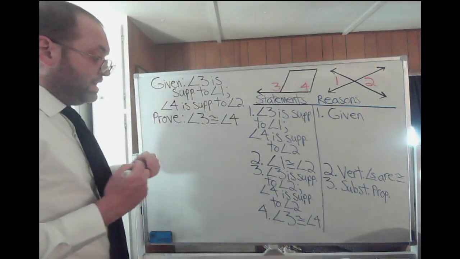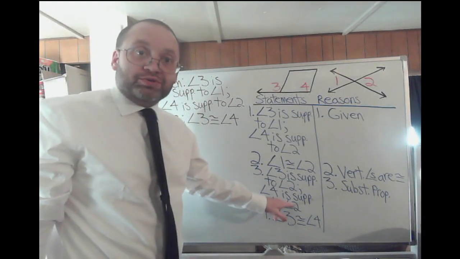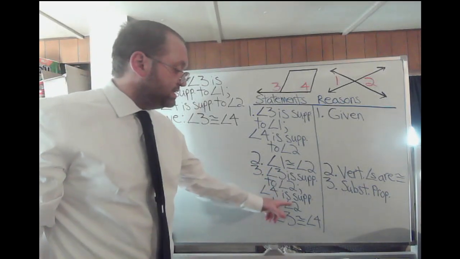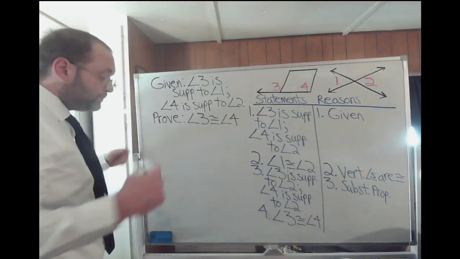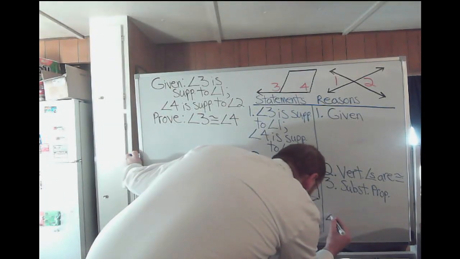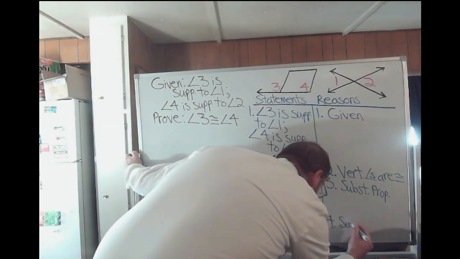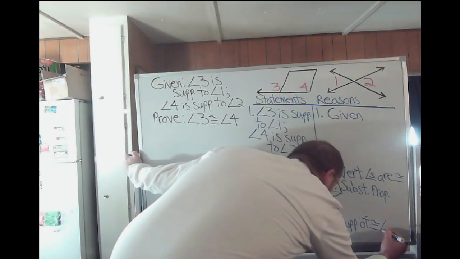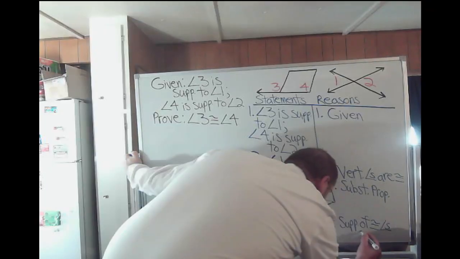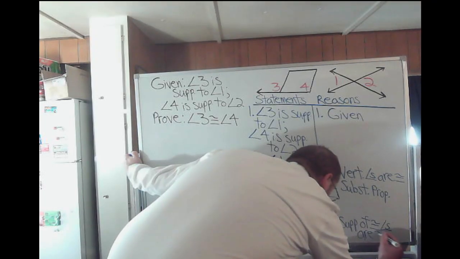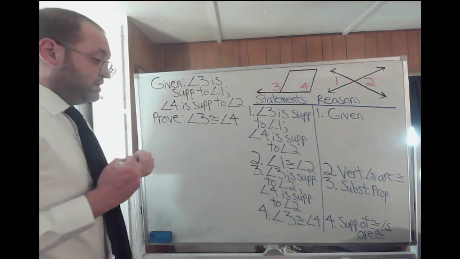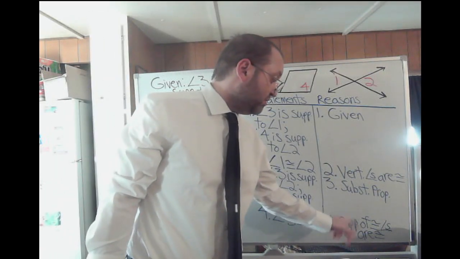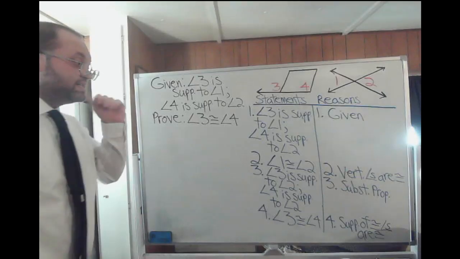Well, angle 2 is obviously congruent to angle 2. They're the same angle. Angle 3 and angle 4 are both supplements of that angle. And it's by that wonderful theorem we just proved that supplements of congruent angles are congruent. So we were able to prove angle 3 is congruent to angle 4 by supplements of congruent angles are congruent. That was nice and easy.